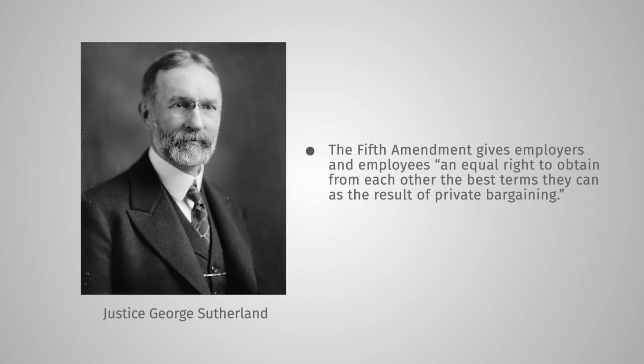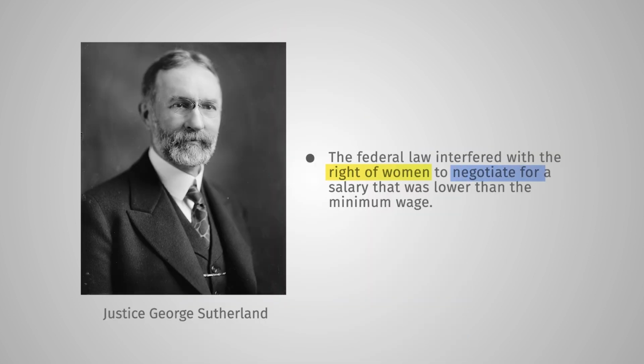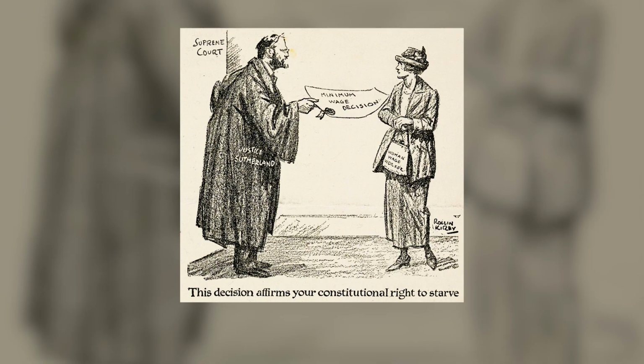Justice Sutherland, writing for the majority, explained that the Fifth Amendment gives employers and employees an equal right to obtain from each other the best terms they can as a result of private bargaining. He found that the federal law interfered with the right of women to negotiate for a salary that was lower than the minimum wage. A political cartoon at the time ridiculed Adkins as protecting a constitutional right to starve.